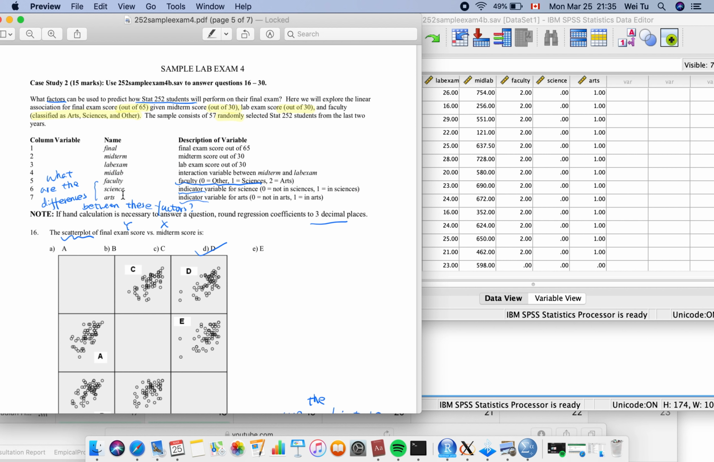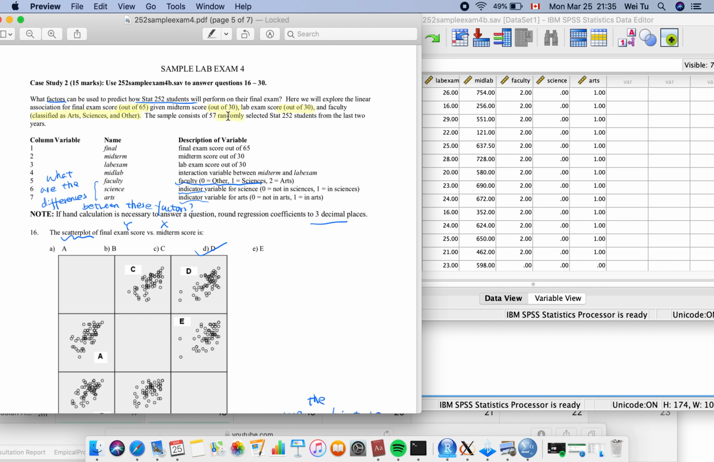So science is a binary factor. If it's 1, it means science. If it's 0, it means not in science. And then we have similar for arts. So as you can see, the 3 variables faculty, science, and arts are kind of similar. So basically in variable science, we combined arts and other, and that's not science. Similarly, for arts, we consider science and other, and that would be not in arts.